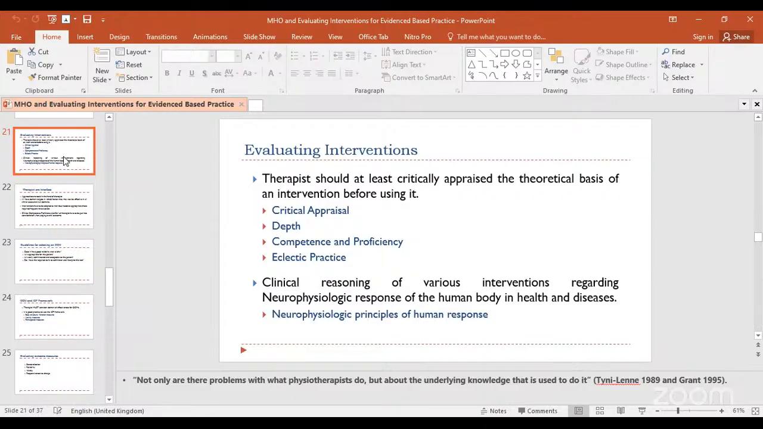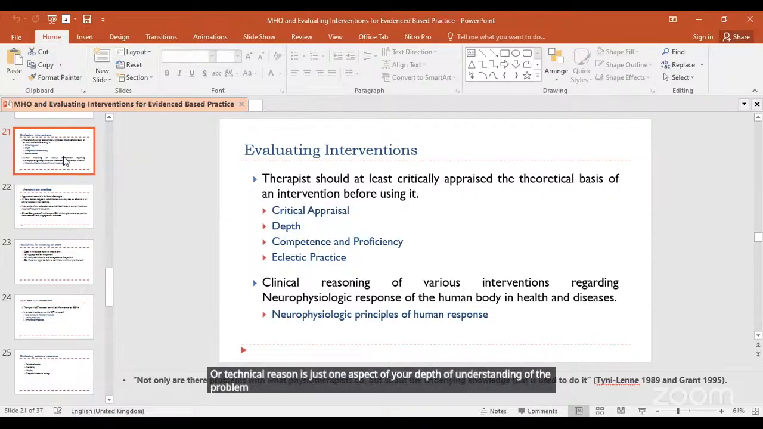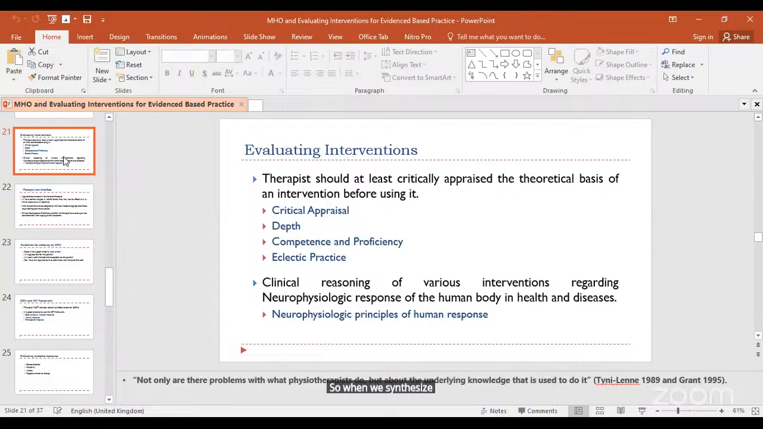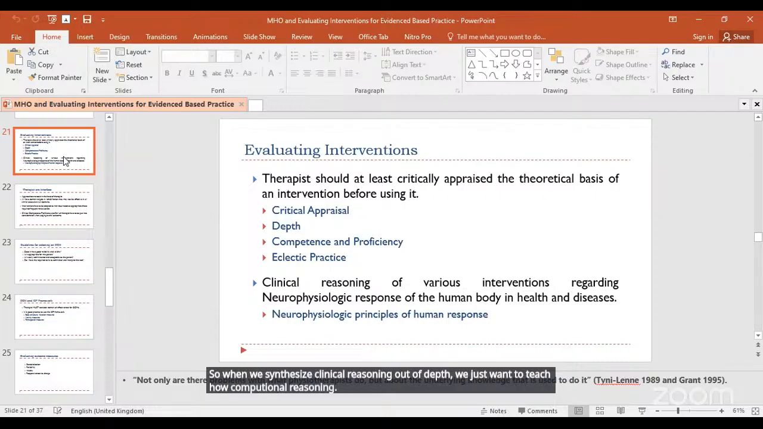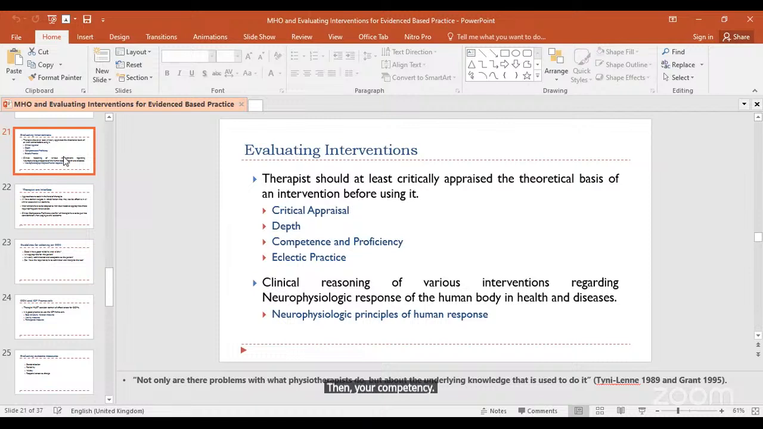But clinical reasoning is just one aspect of your depth of understanding of the problem, the situation, even the disease. So when we extract clinical reasoning out of depth, we just want to teach how people should reason without teaching the depths of their reasoning. Again, we do this a lot. Then your competency to apply it. Do I have enough knowledge to apply this? Do I have enough knowledge to appraise it? And I'm on the contextual factors.